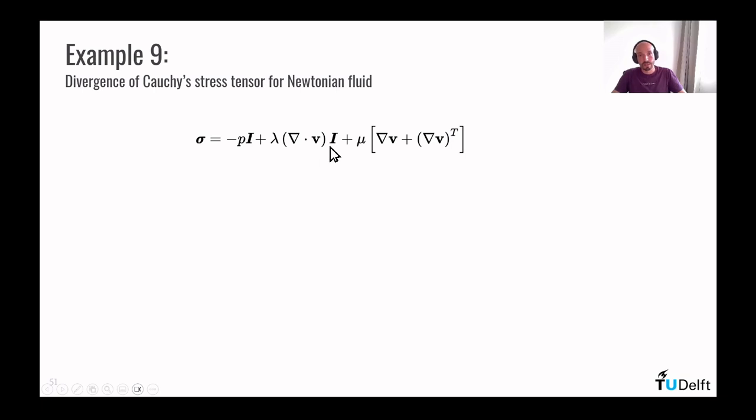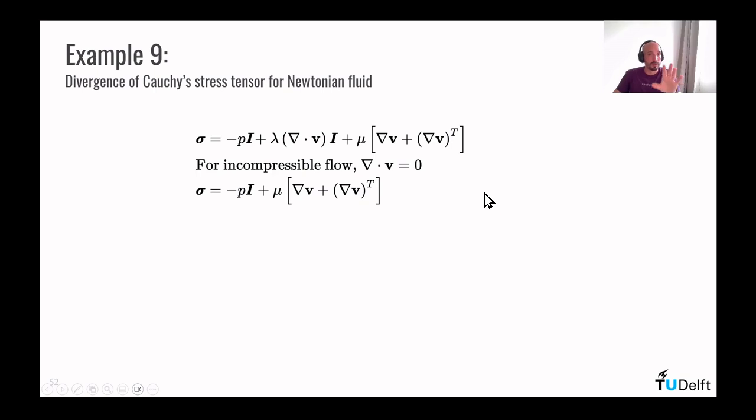This is again the identity rank 2 tensor. This is the gradient of a vector, and this is the gradient of a vector v transposed. We want to consider this stress for incompressible flow. So if we have incompressible flow, this term vanishes and we are left with this expression here. So this is the Cauchy stress tensor. We want to know how to compute the divergence of this stress tensor using Einstein notation. Can we simplify this expression using Einstein notation?